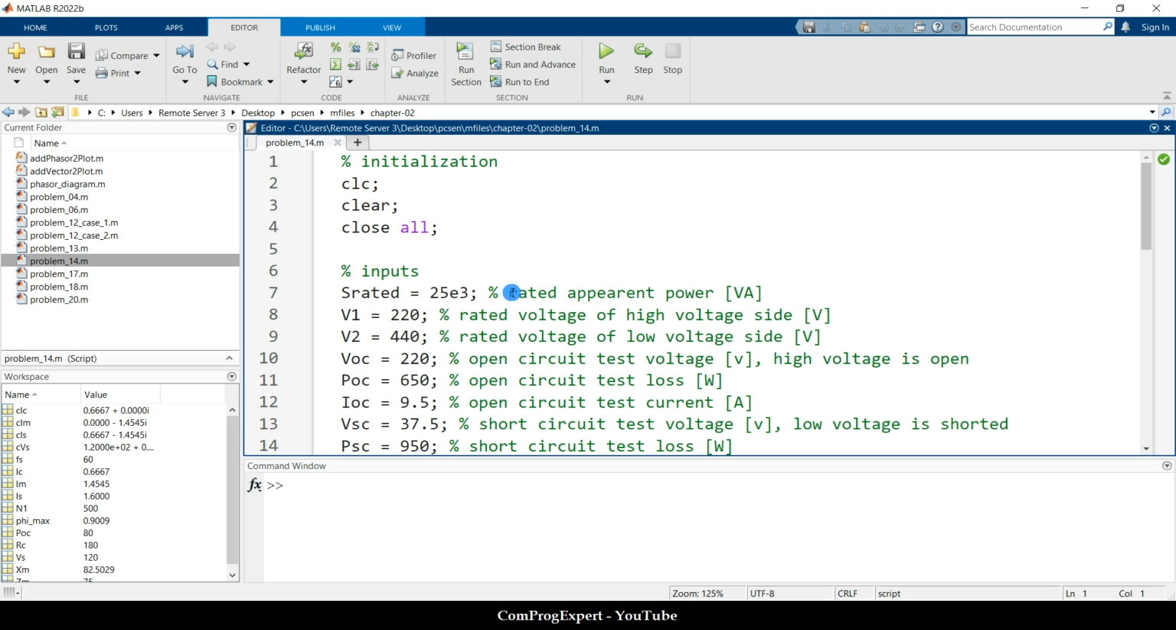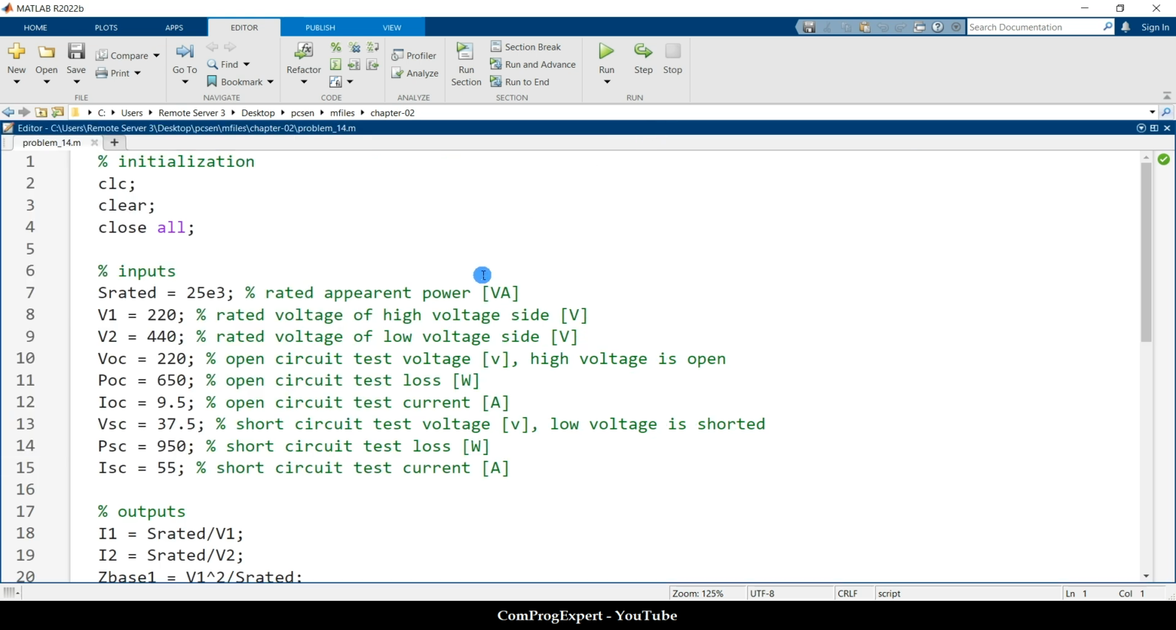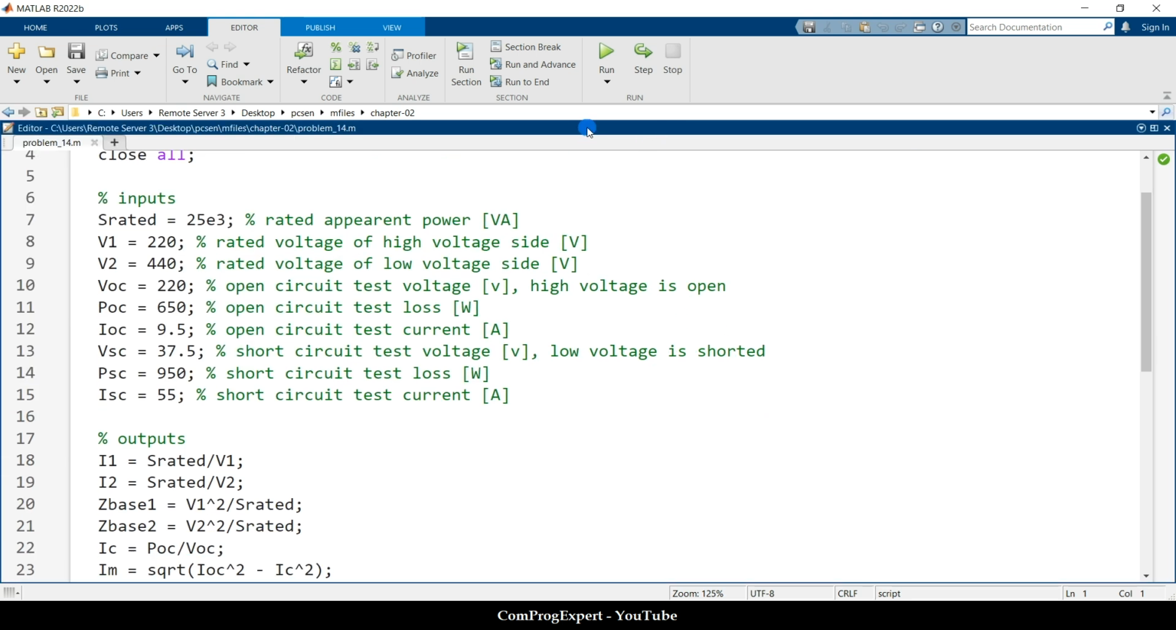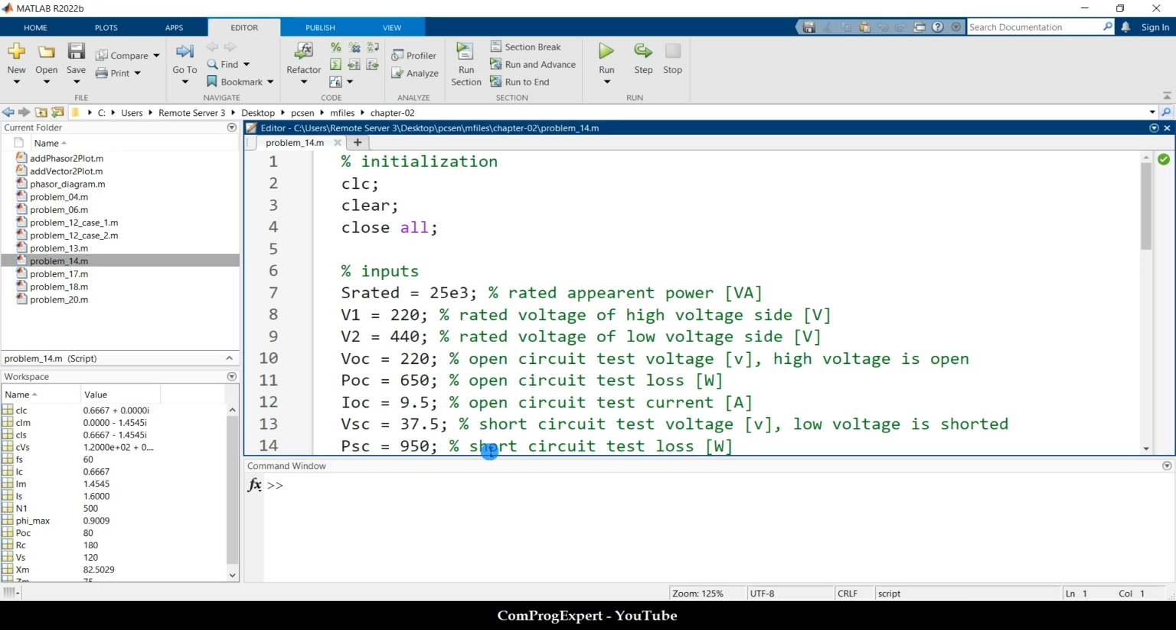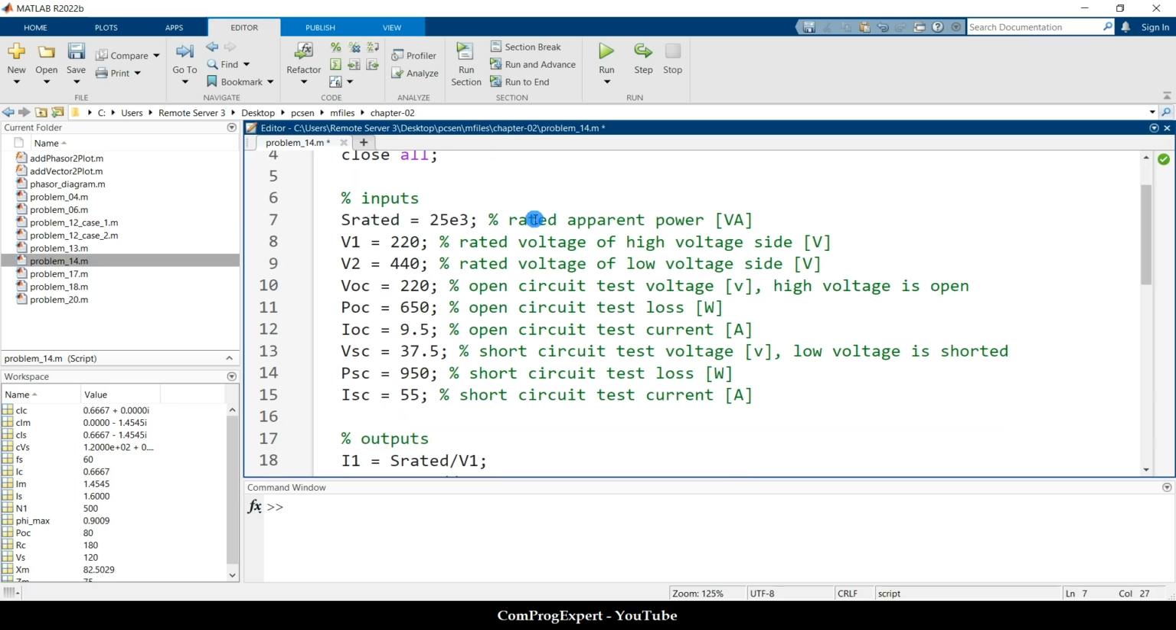So let me modify the MATLAB M file at the same time. Here for this problem, let's check the parameters. This is the S rated, the rated apparent power. This is the base value. So I write S base. And this is the V1 base. Yes, the base voltage for the primary. This is the base voltage for the secondary.